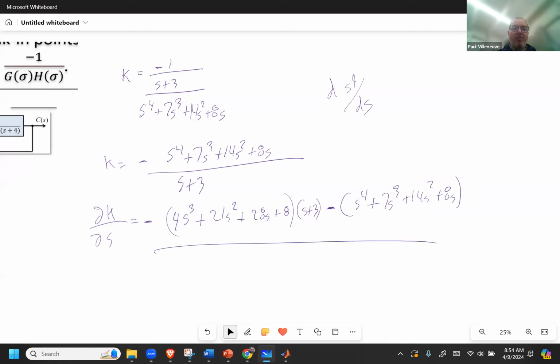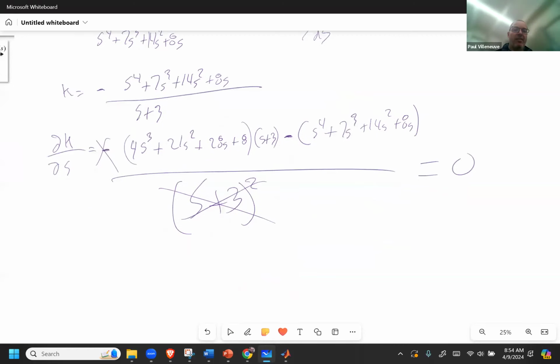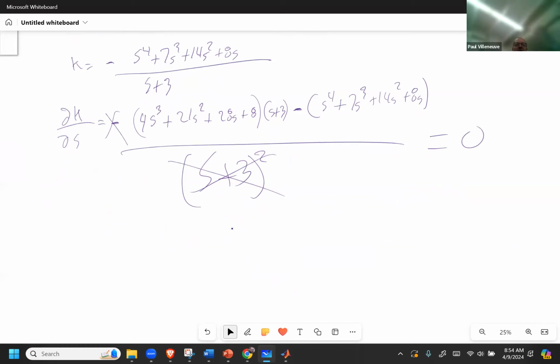And now I have to square this, but I really don't need this. Why don't I need this? Because I'm setting that equal to 0. So I really can get rid of the negative here. And I can also get rid of that there, right? So now you have 4S cubed plus 21S squared plus 28S plus 8 times S plus 3. So let's see if I can do this one.